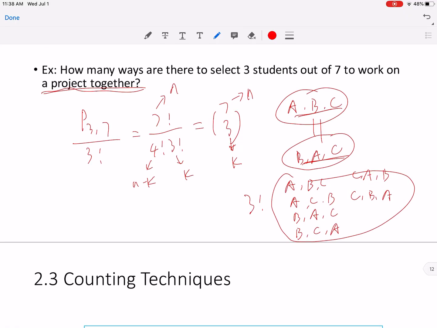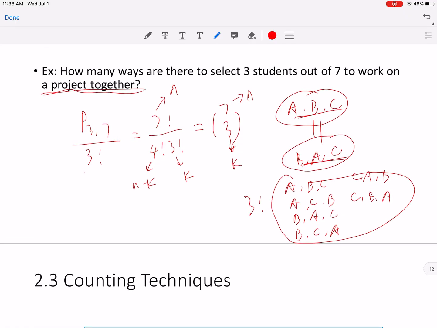Once again, the reason why we should divide it by 3 factorial over here is because there are 3 factorial different ways to arrange those three students. But the problem is all those 3 factorial arrangements represent the same thing. They all represent those 3 students working on the project. There's nothing different.